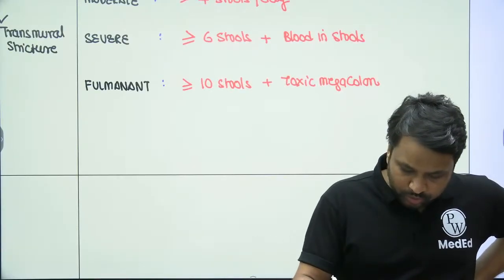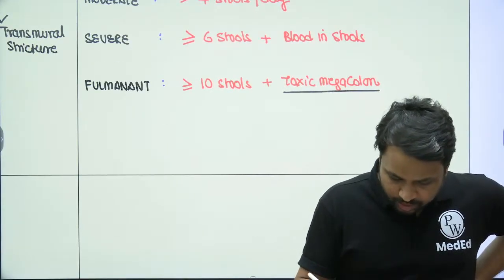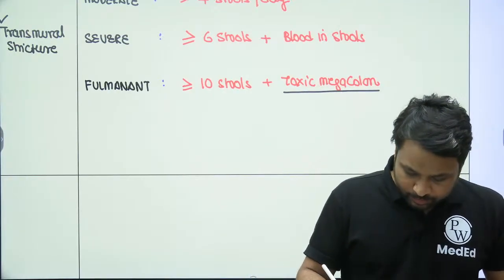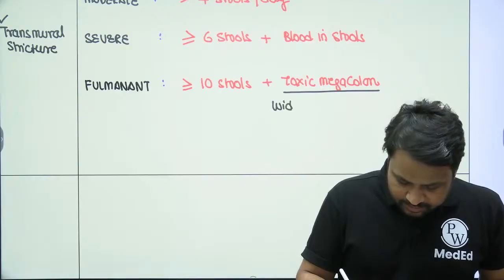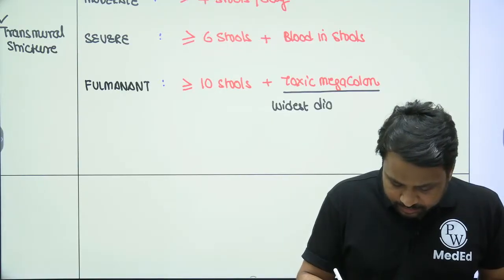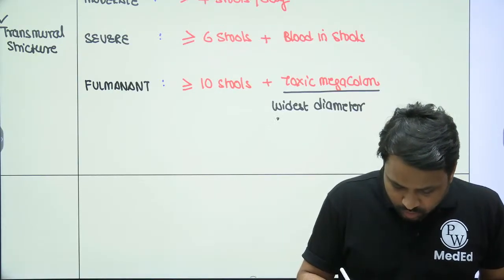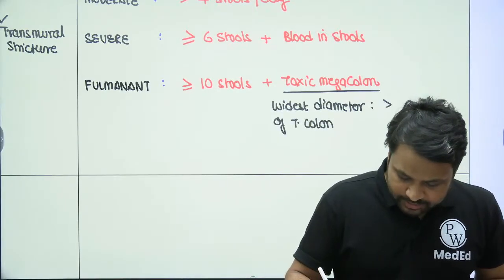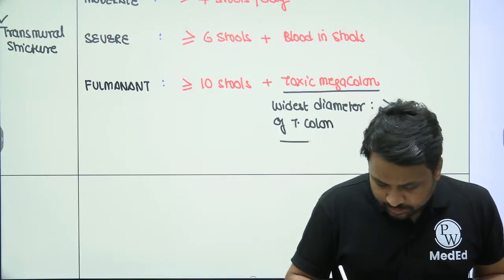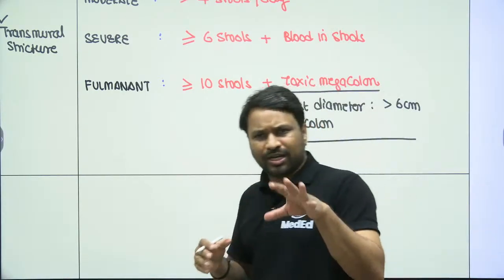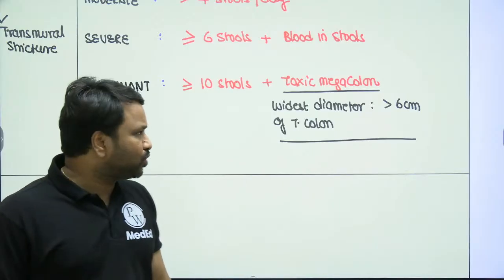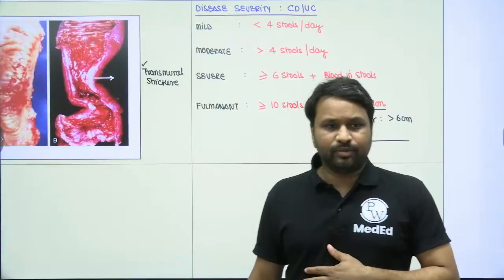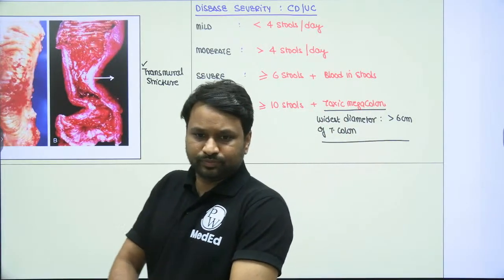Now, radiologically, to say the patient is developing a toxic megacolon, we measure the widest diameter of the transverse colon. If that diameter is more than 6 centimeters, then I say the patient is having toxic megacolon. So on an X-ray, you will see the distension in the transverse colon. If that distension measures more than 6 centimeters, then of course it will be called toxic megacolon.